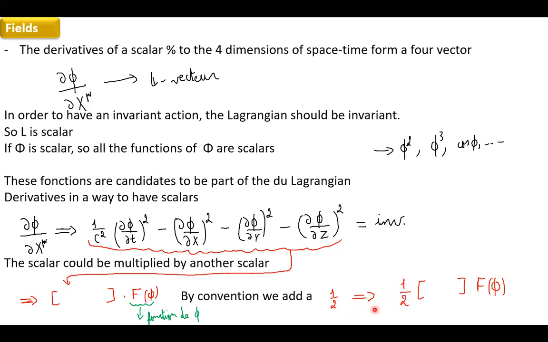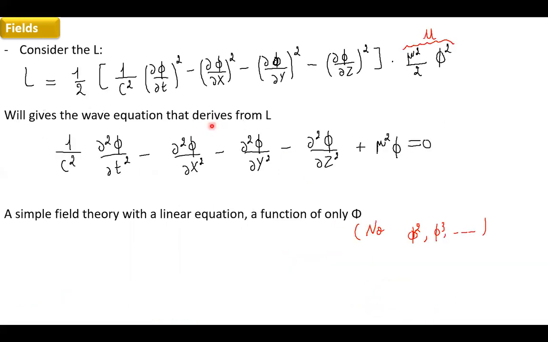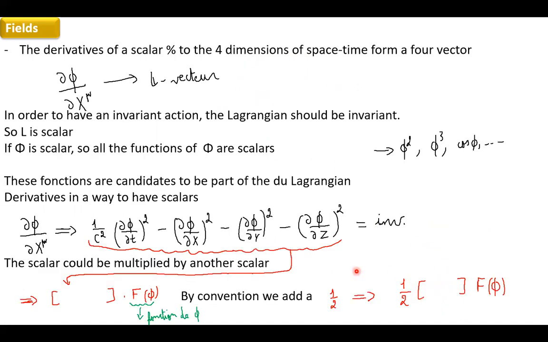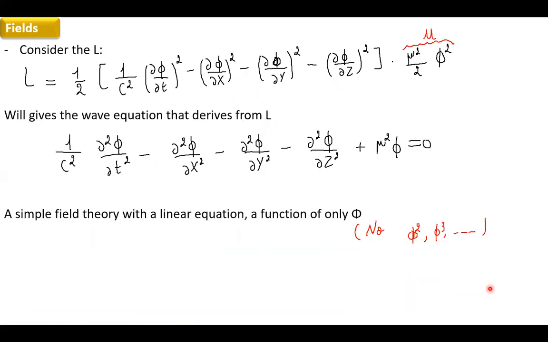It doesn't have any meaning in physics. It doesn't change anything in the physical meaning of the equation. It's not related to physics, just a mathematical factor that we add in order to find Newton's equations at low speeds. So our Lagrangian L should be formed by these quantities: the invariant quantity times a function of phi. So it's one half of the invariant quantity, 1 over c squared del phi over del t squared, minus del phi over del x squared, minus del phi over del y squared, minus del phi over del z squared.